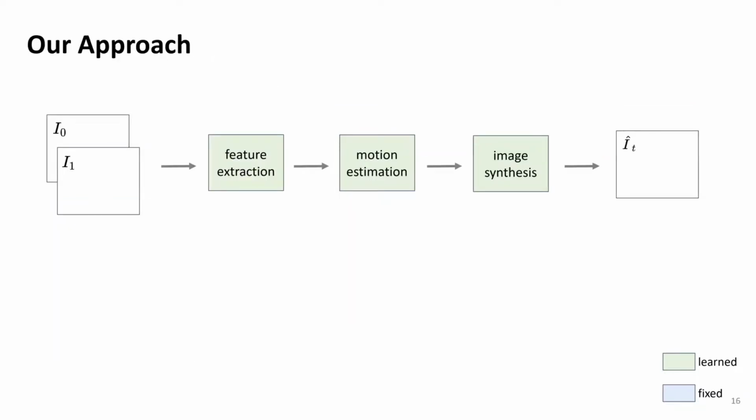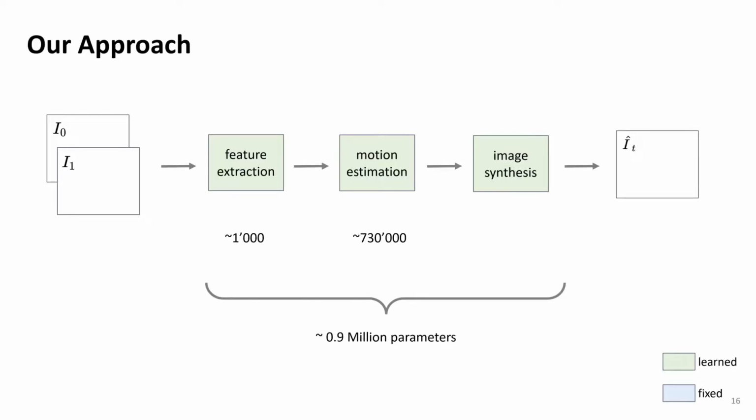To summarize, we are able to significantly reduce the computational costs. To highlight this, our complete pipeline has less than 1 million parameters, even for 4K images. Let us break this down. Our linear projection vectors only have about 1,000 parameters. Our motion estimation, with more than 700,000 parameters, is our largest module. A lean design of the image synthesis module contributes 200,000 further parameters.